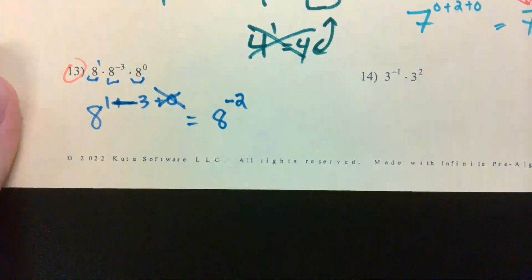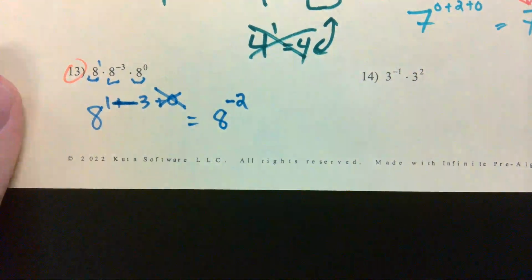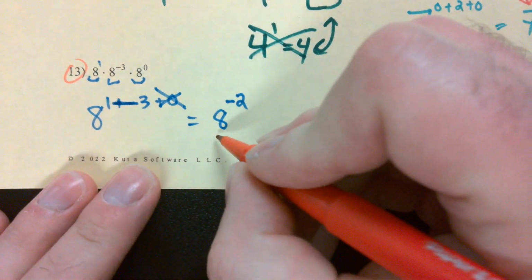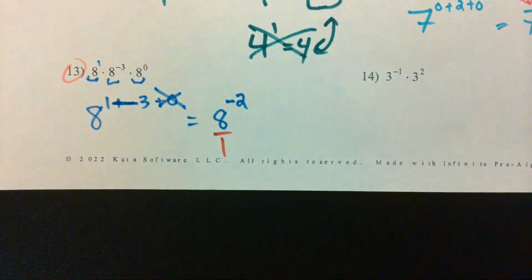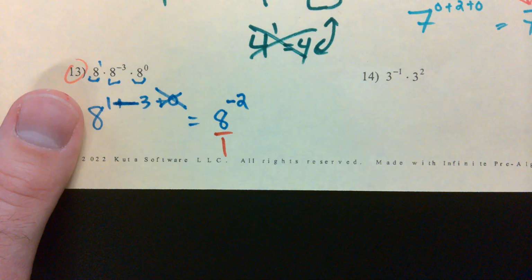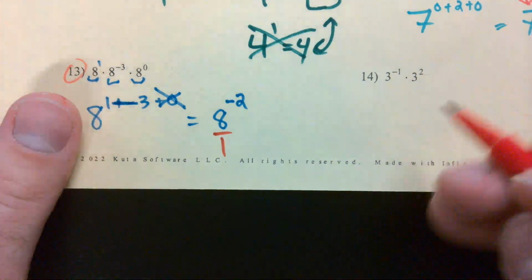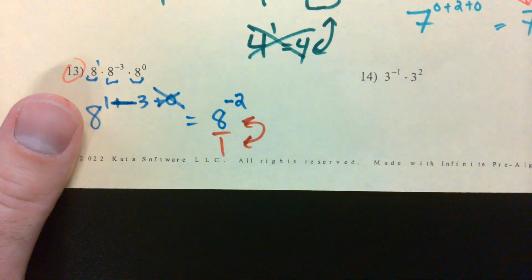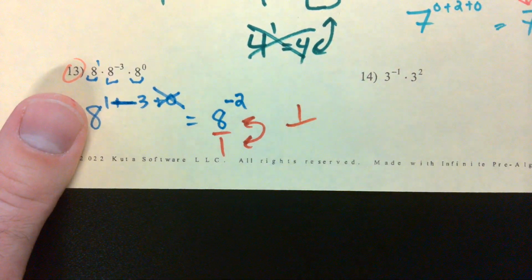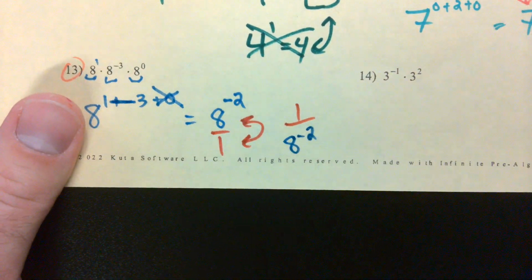Right? Once again, we do not want to leave it as a negative. We'll put our 8 over 1. What do we do once it's in a fraction? Flip the fraction. Thank you, sir. 1 over 8 to the negative 2.